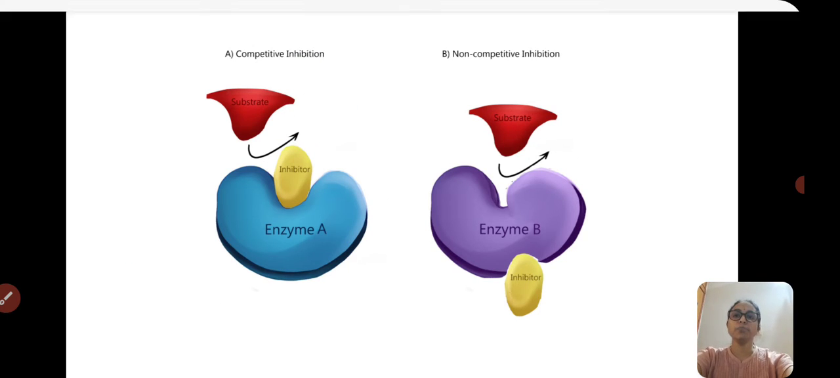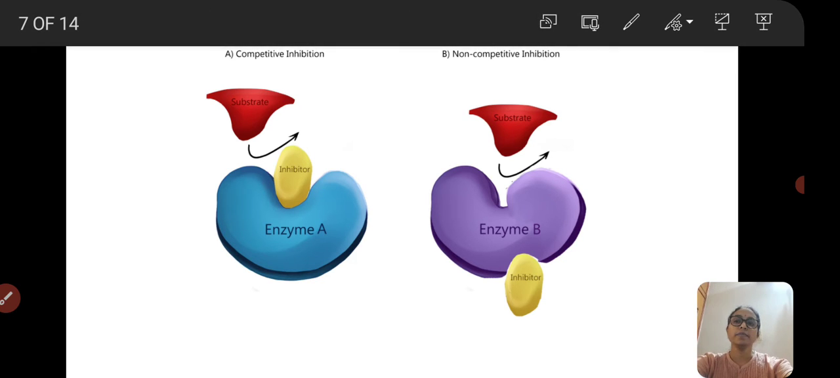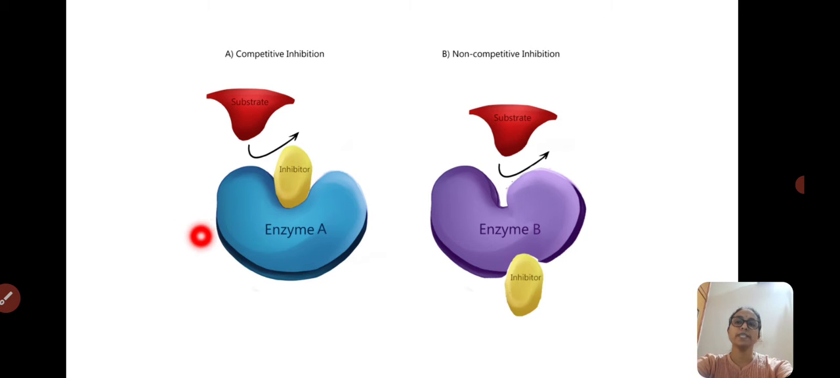We can see one more example here, of how exactly a competitive inhibitor, structure wise, resembles the substrate. But here it attaches to a site other than the active site and makes the conformation of the active site different. So it is not suitable for the substrate to come and bind.